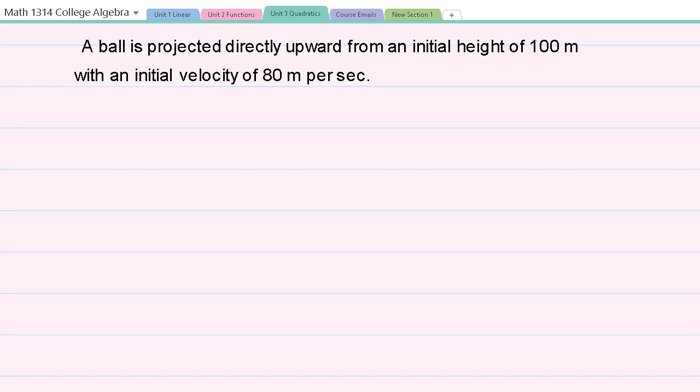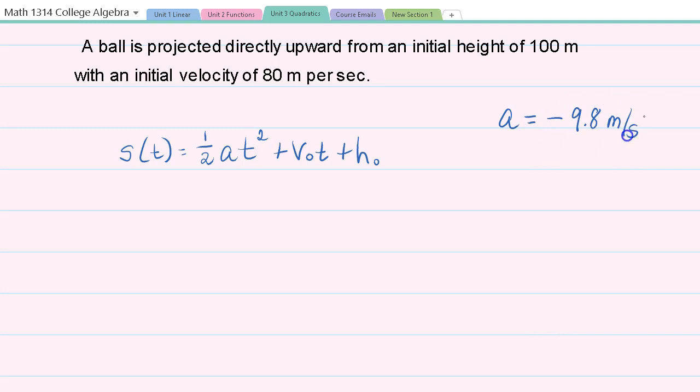Let's try another problem. A ball is projected directly upward from an initial height of 100 meters with an initial velocity of 100 meters per second. Again, we start with our formula for projectiles. s of t is equal to 1/2 at squared plus v0 t plus h0. Let's believe that this ball is being thrown here on Earth, and meters are being used, so acceleration, a, is equal to negative 9.8 meters per second squared. v0 is 80 meters per second, and h0 is 100 meters.